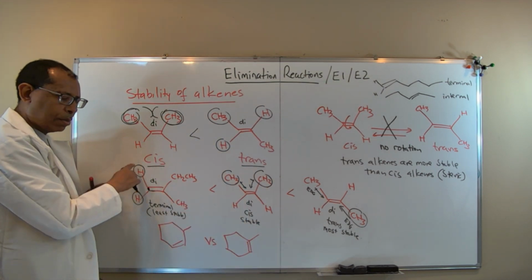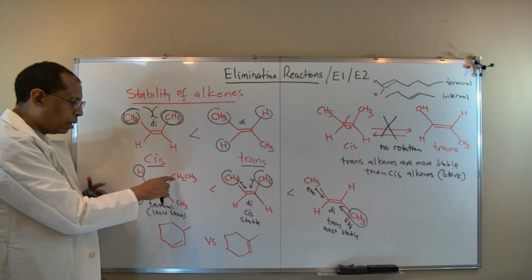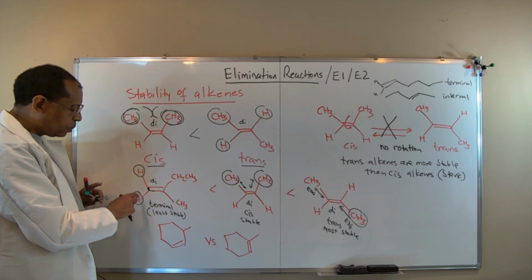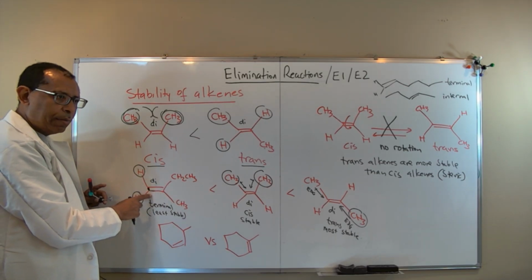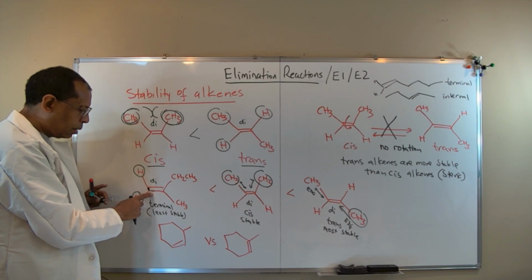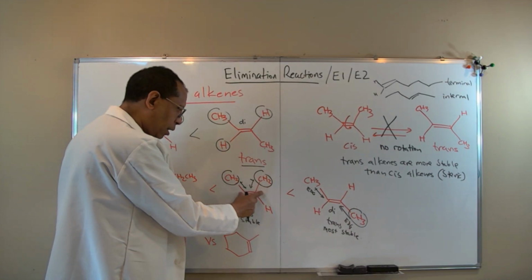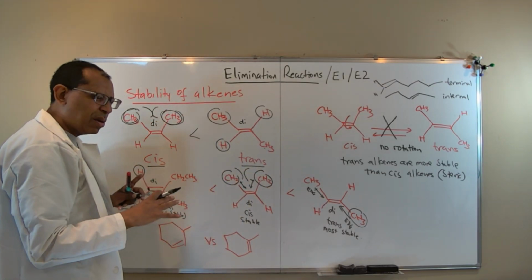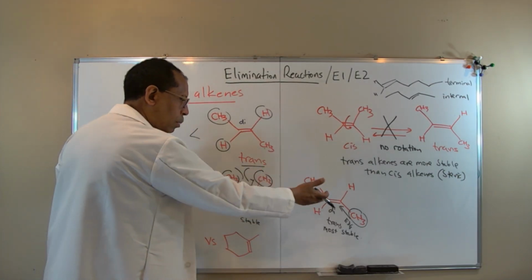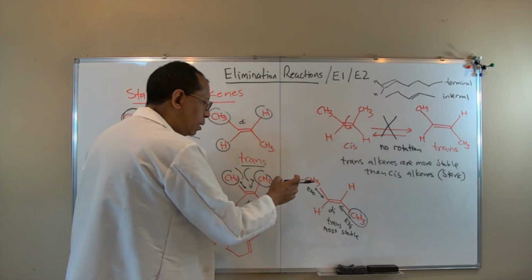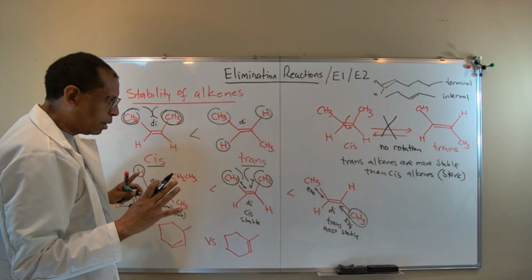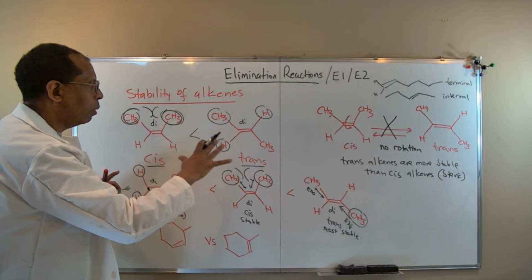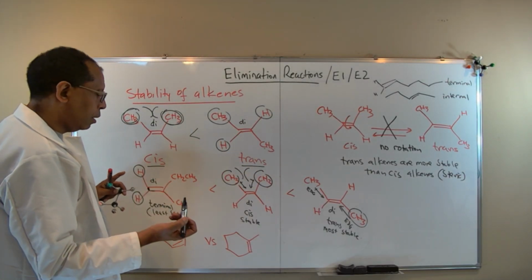That means even though there are 2 alkyl groups, the substitution is not in a symmetric pattern. That this is a terminal, very reactive, least stable. Here it is internal, but it has some steric clash between these 2, so cis is not as stable as trans. So this is internal, but these are cis and trans. So that's how you evaluate stability of an alkene. So you need to review all the factors that actually help stability of an alkene.